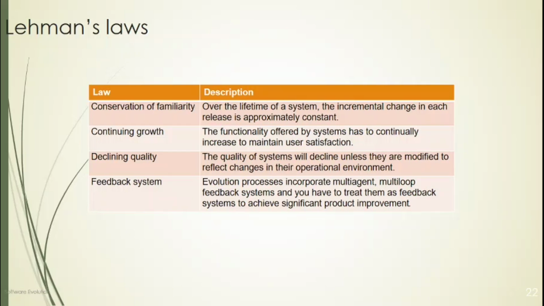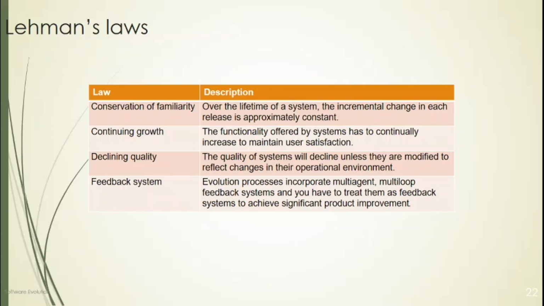The 6th and 7th laws are similar. They essentially say that users of the software will become increasingly unhappy with it unless it is maintained and new functionalities are added to it. The 6th and 7th laws state continuing growth and declining quality. The functionalities offered by the system have to continually increase to maintain user satisfaction. The quality of the system will decline unless it is modified to reflect changes in its operating environment. So these are the 6th and 7th laws in Lehman's laws.